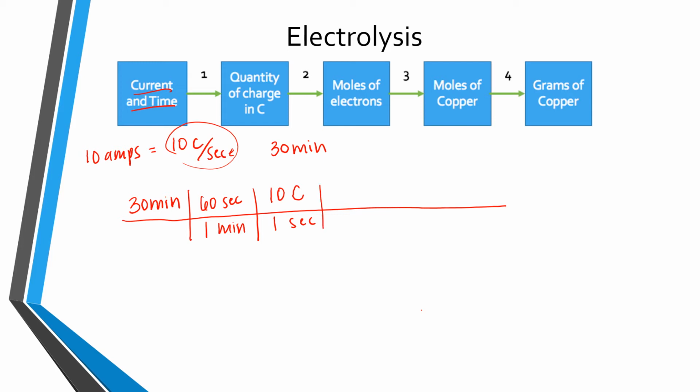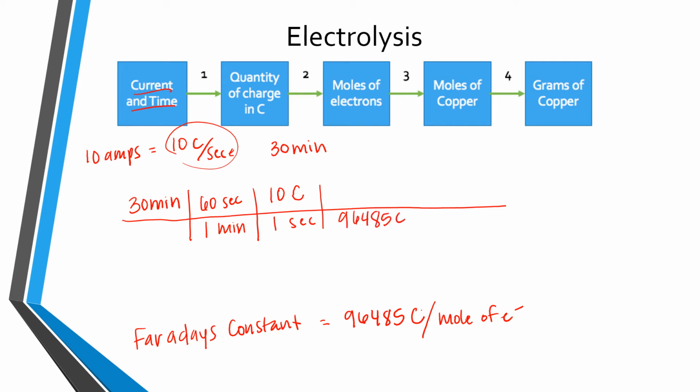If you look on your equation sheet, you are given Faraday's constant, which we actually used earlier when we were calculating Gibbs free energy. Faraday's constant is 96,485 coulombs per mole of electrons. Remember, Faraday's constant told us exactly how much charge there is per mole of electrons. So I have 10 coulombs, and then we're going to put 96,485 coulombs per mole of electrons.